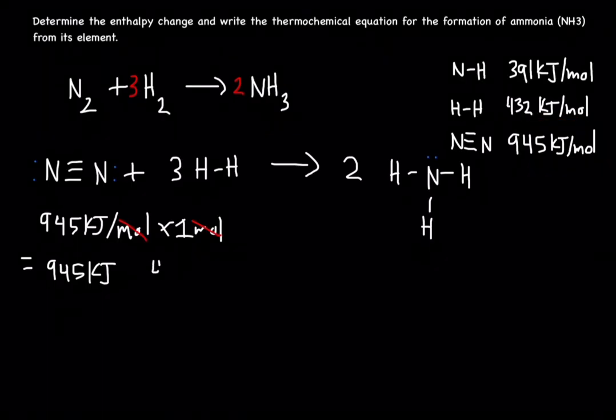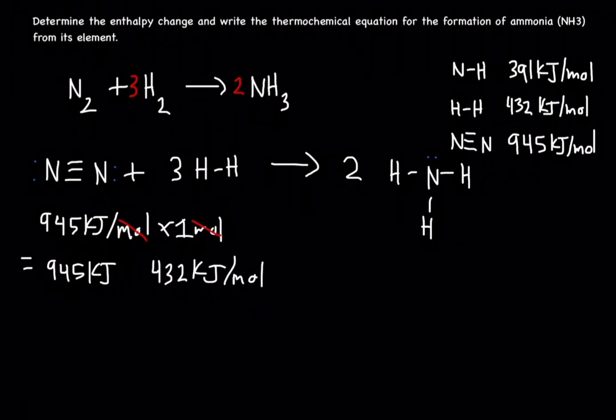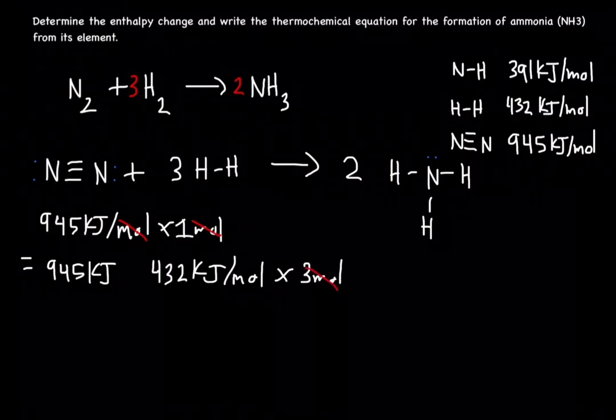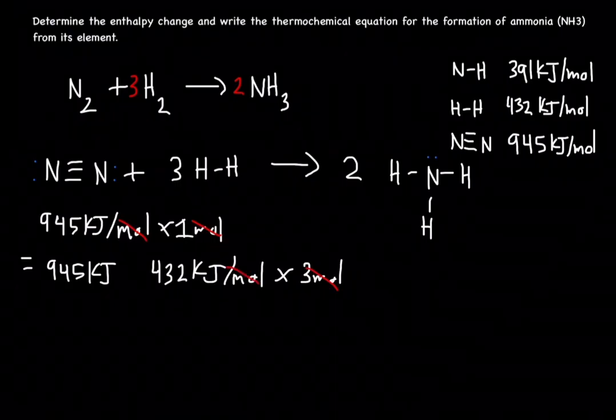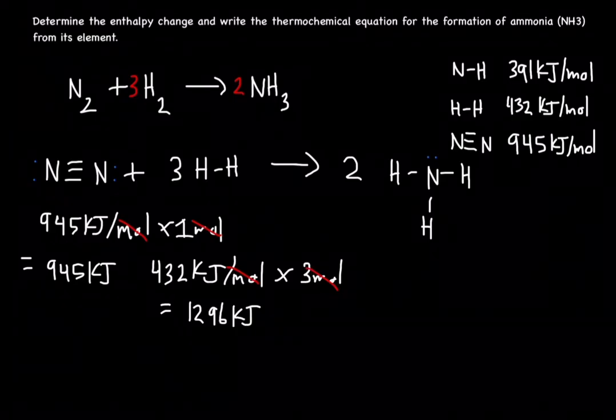So 432 kilojoule per mole times 3 mole of hydrogen. The unit mole cancels. So 432 times 3 gives 1,296 kilojoule.